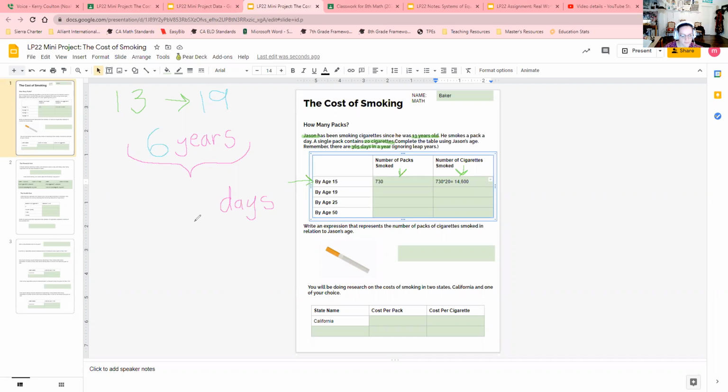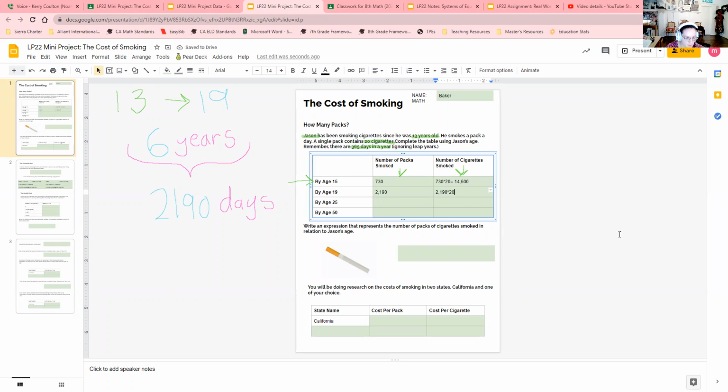6 years times our 365 days per year gives us 2,190 days that he has been a smoker. So he has smoked one pack for every day, 2,190 packs of cigarettes in 6 years. So we're going to do the same thing, 2,190 times 20 cigarettes per pack.